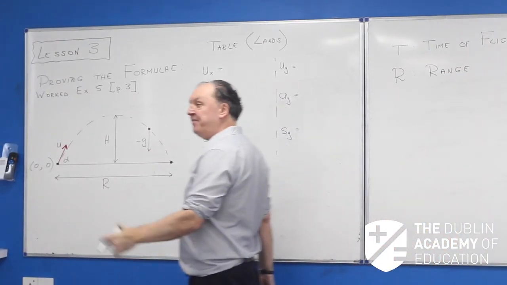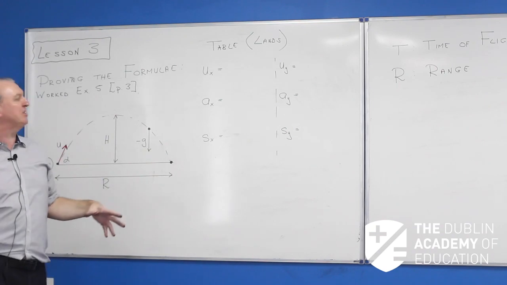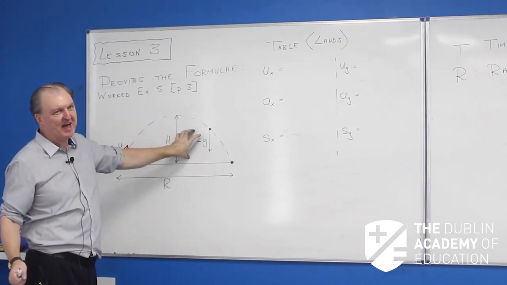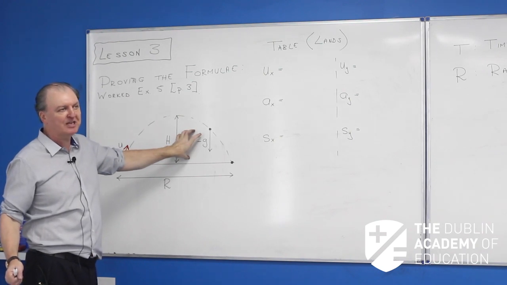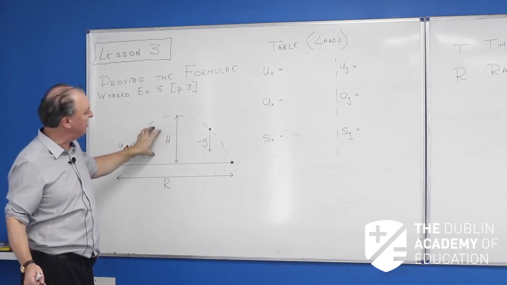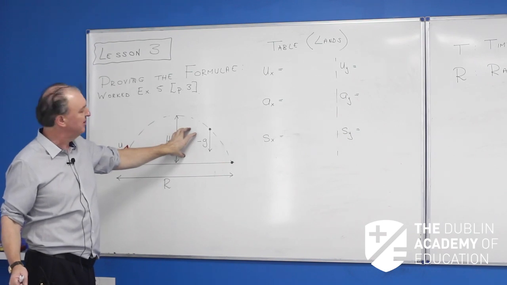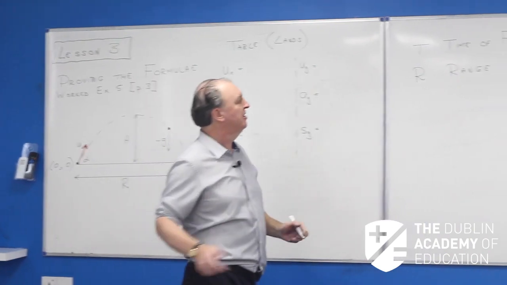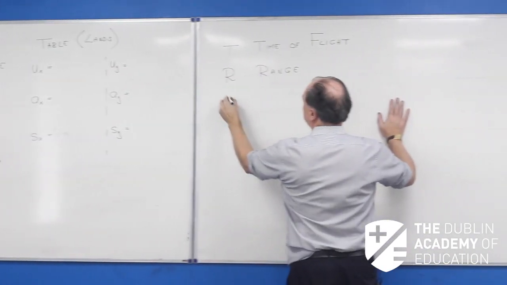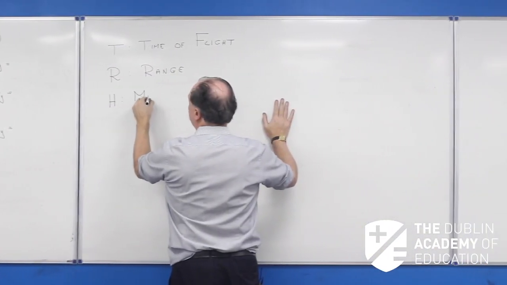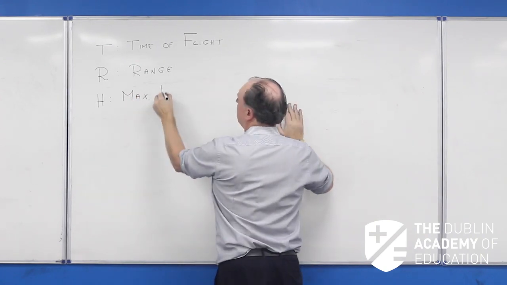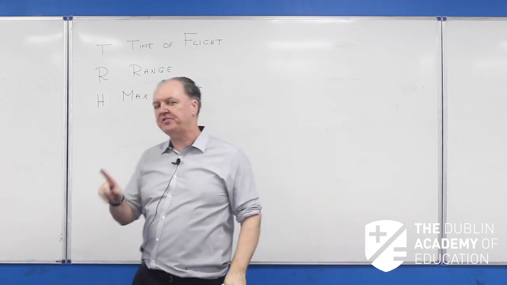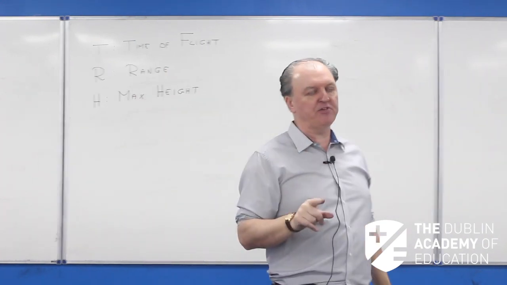Now, the path it follows is lovely and symmetric. If I put a line down the middle of it, you could fold that half over that half. So whatever happens on this side will be repeated on that side. Right in the middle here, you have the maximum height. So I'm going to call capital H the maximum height it reaches. I want a formula for those three quantities.